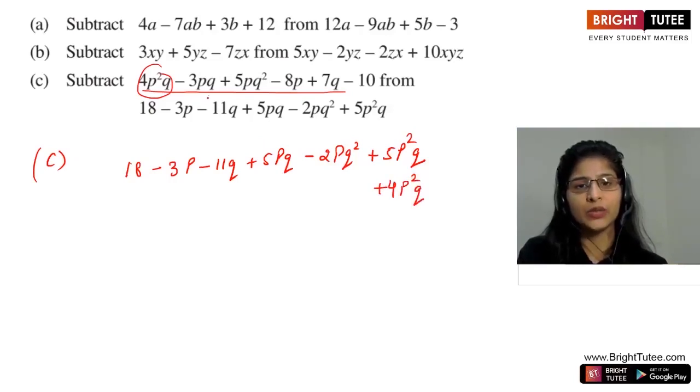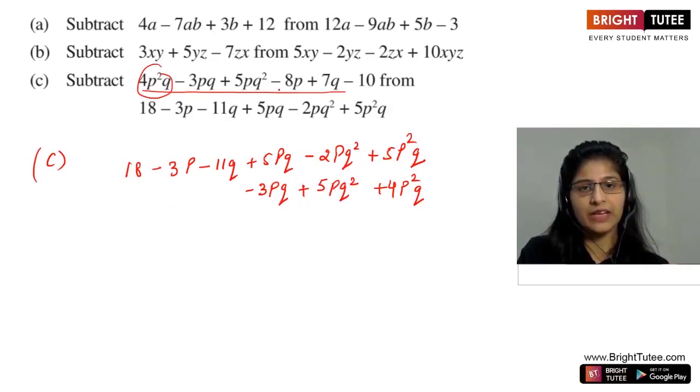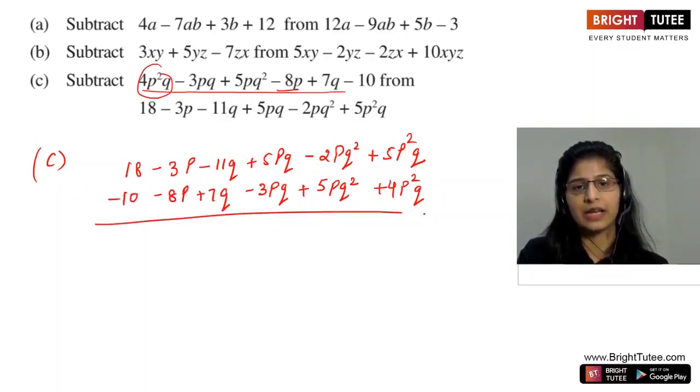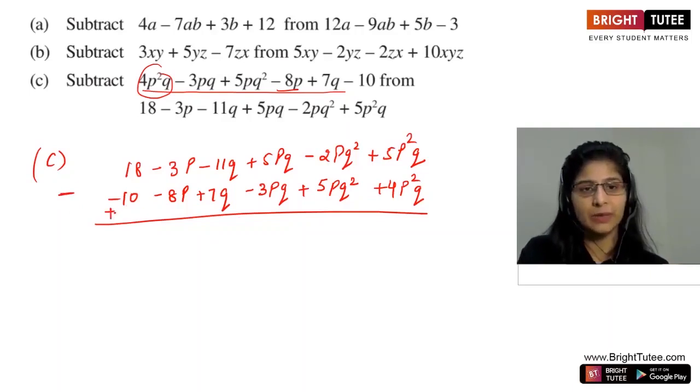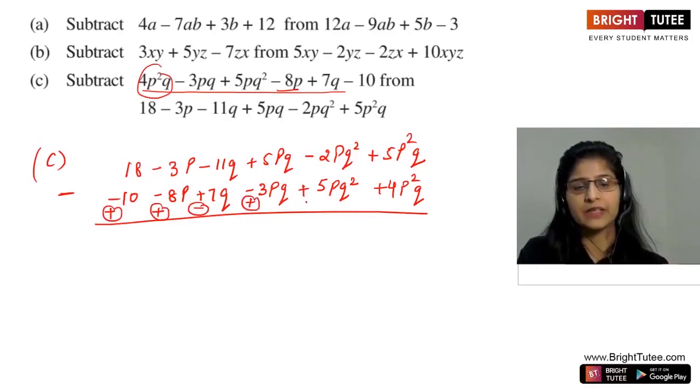Then we have minus 3pq. So minus 3pq will come under this. Then we have plus 5pq square under the same like term. Minus 8p. After 5 we have minus 8p, and we have plus 7q. Plus 7q will come up here and minus 10 will come here. Right? So we are going to subtract now. So for subtraction the signs are going to get changed. It will be plus, it will also be plus, it will be minus, it will be plus, it will be minus, it will be minus.